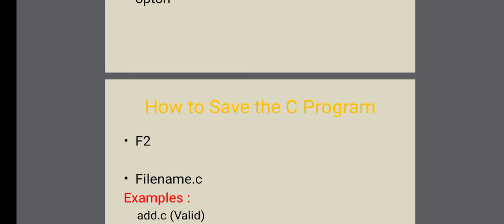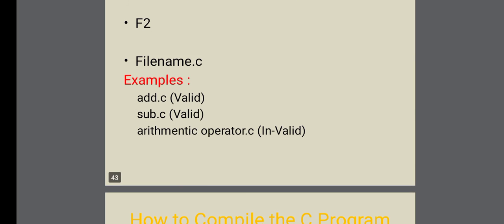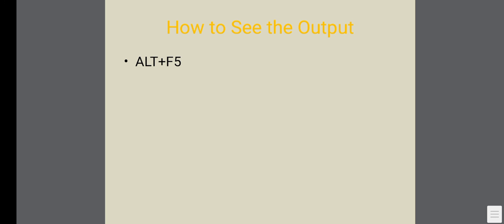So if any errors are encountered, you rectify the errors, and we have to start from saving the C program by clicking F2. We have to repeat all this process. Okay, these are all about the scanf function.